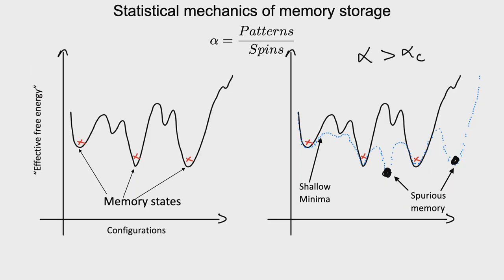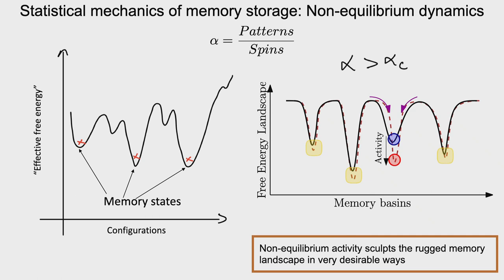So this is the picture we started off with. We have this issue of losing information because we got too greedy. What I've tried to show you is that by adding activity into the system, you can potentially sculpt your landscape such that you can still be greedy for a bit. You pay the cost in terms of dissipation, because you have to add something active. But that's the main takeaway message so far.